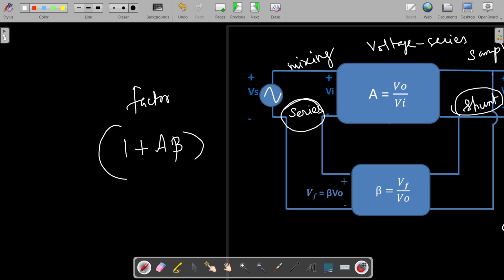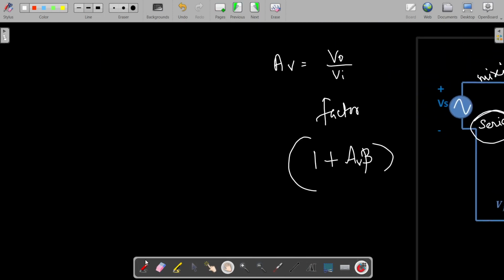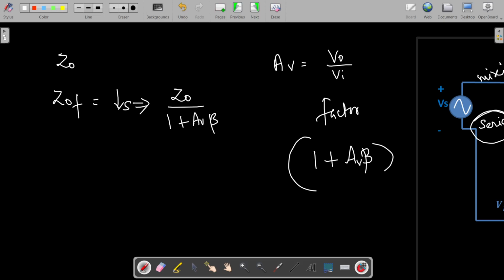Instead of this 1 plus A beta, you can also write it as 1 plus AV beta. This AV or A is nothing but the V naught by VI ratio. This beta is the feedback. Okay. So now I'll give you everything with the help of this factor. Initially, suppose you have Z naught F, actually what is happening to Z naught F? It is getting decreased, isn't it? How much? It is by the factor Z naught divided by 1 plus AV beta. Okay. So Z naught F is equal to Z naught divided by 1 plus AV beta.